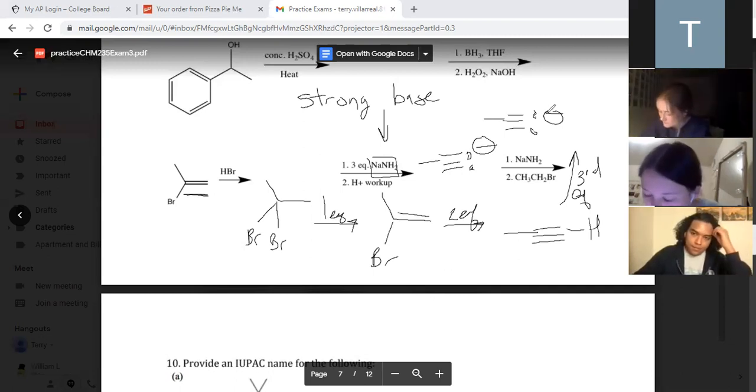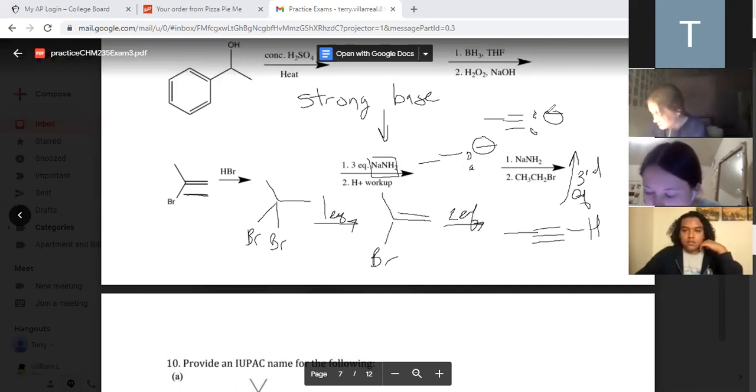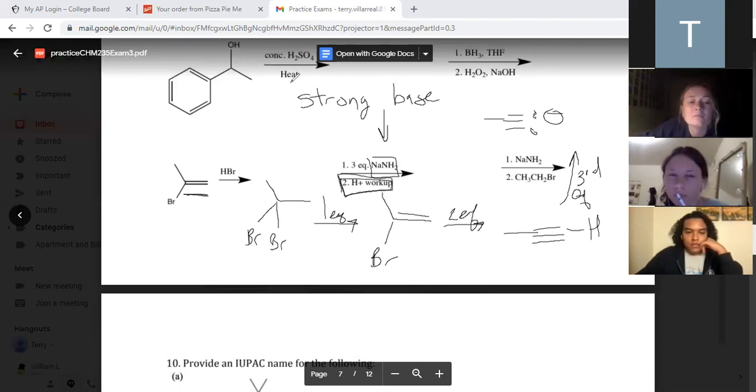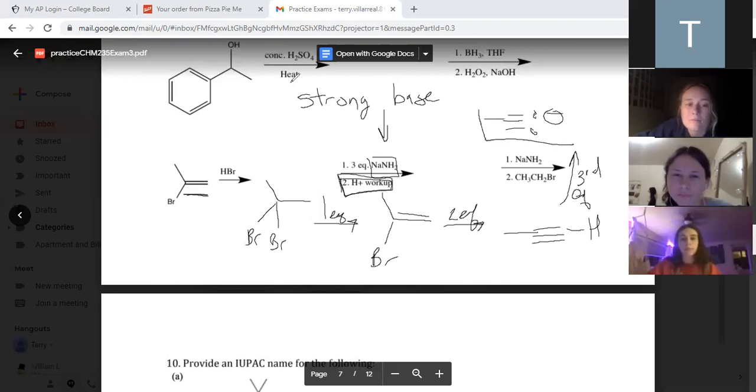Wait, hold on. We're not done yet. Sorry. I missed step two. What's step two? It's the first equivalent, right? Step two here, I put a box around. What am I adding? The H. Yep. So I'm just going to put it back, and I'm going to end up with a neutral terminal alkyne like that.